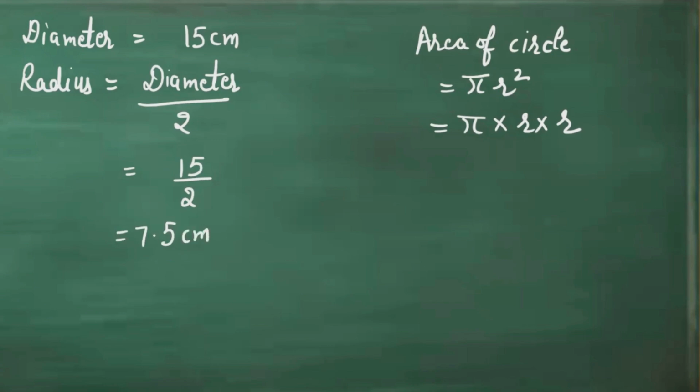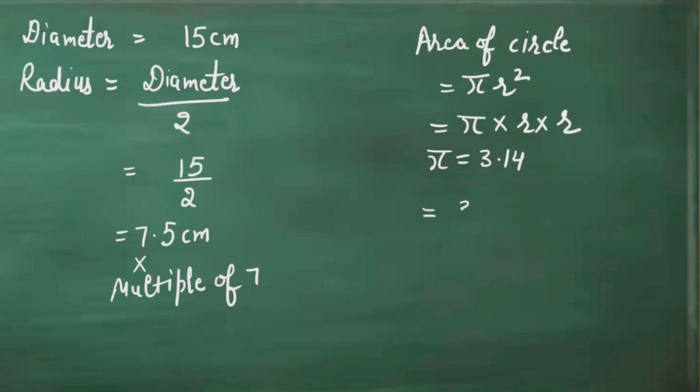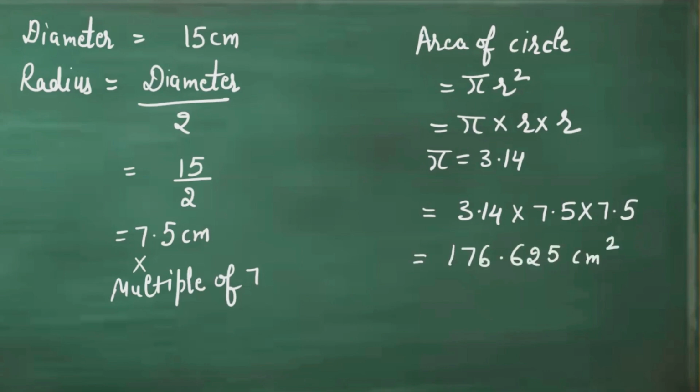7.5 centimeter is not a multiple of 7. So in this case, we have to use pi equal to 3.14 in place of 22/7. So area will be equal to 3.14 in place of pi, the value of pi. R is 7.5 into 7.5. When you solve it, you will get 176.625 centimeter square.